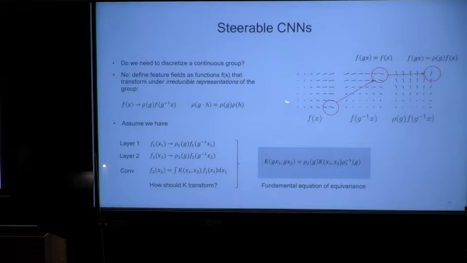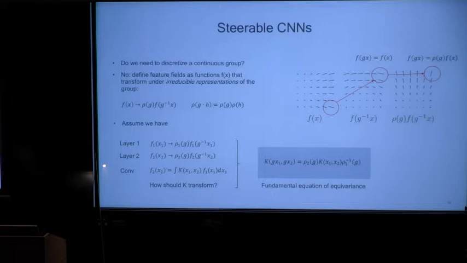Before, I talked about taking a group like rotations and discretizing it into 90 degree rotations. The representation you'll have is a cyclic permutation over those four values. But it doesn't have to be that. It can be any irreducible representation of the group, or any representation in general. Let's say we use the irreducible representations of the group, and so they can be finite dimensional. But you just throw away the higher frequencies.